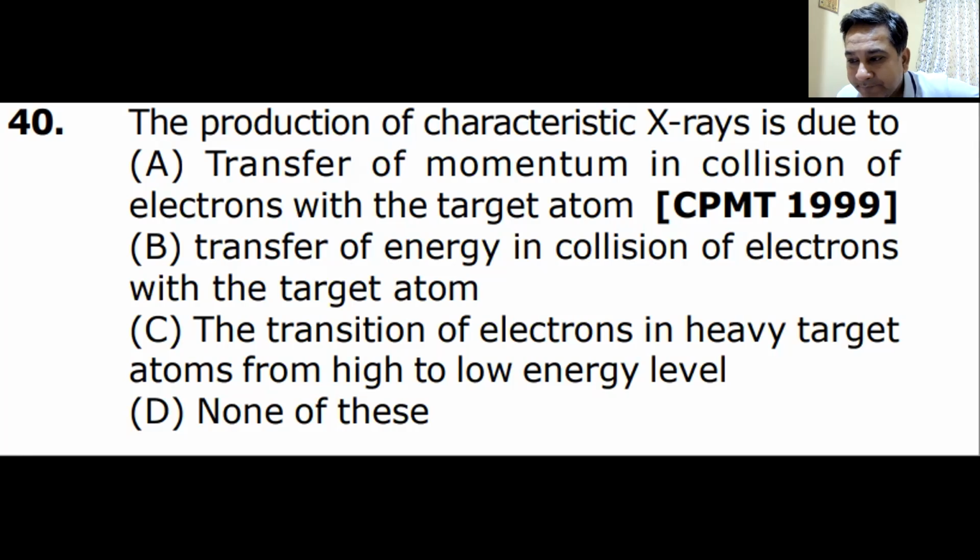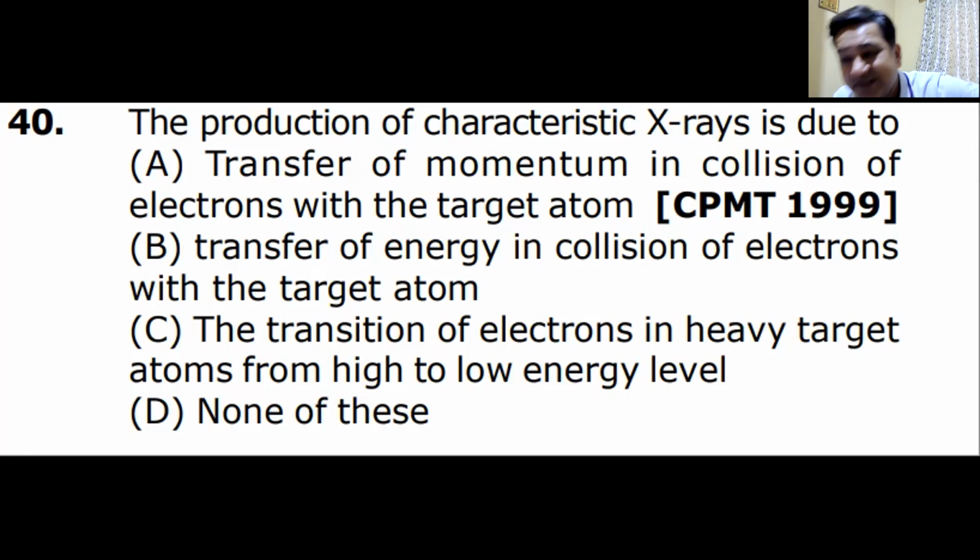Option B, sir. Transfer of energy in collision of electrons. Characteristic X-rays, beta. You forgot how characteristic X-rays are produced. Can't help it. How are characteristic X-rays produced, beta? Anyone? Fast moving electrons strike the target and knock off electrons from the lower shell. And from a higher shell, electrons jump to the lower shell, and in this transition, energy is emitted.